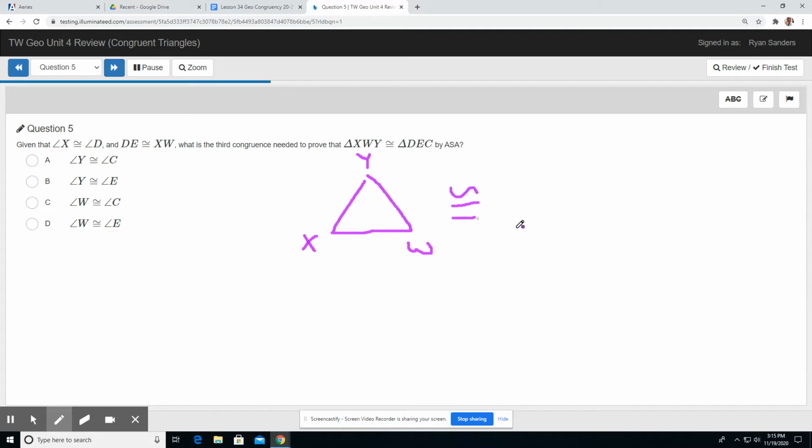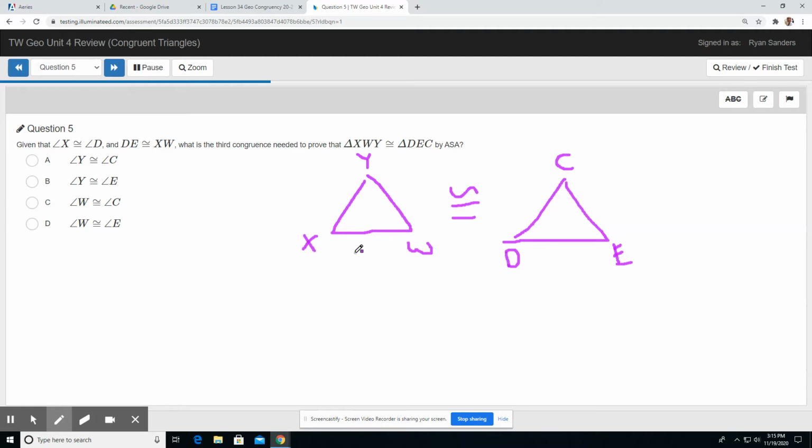is congruent to, and make sure you have that same order. X matches with D, so it has to be bottom left on mine. W matches E, so it has to be right there. And then Y, the last letter, matches C, the last letter. So it has to be right there. All right.